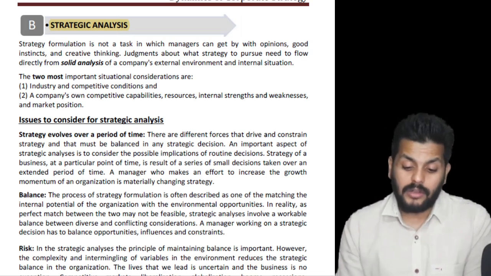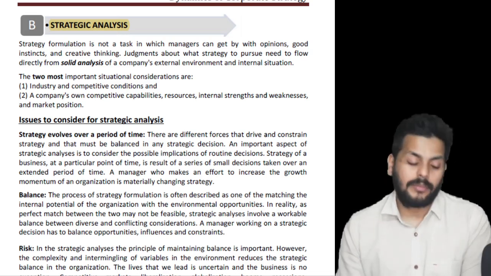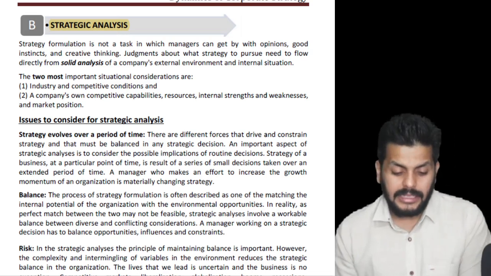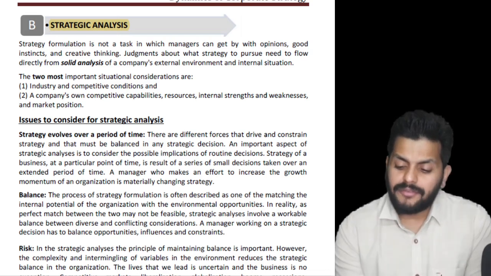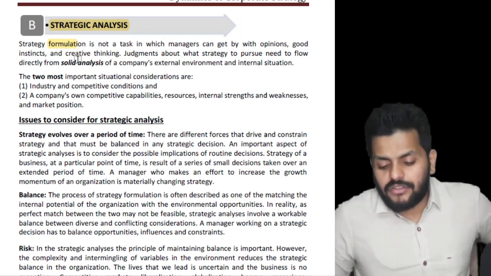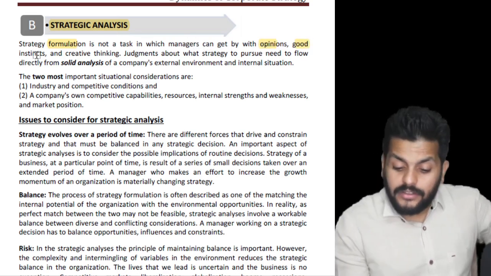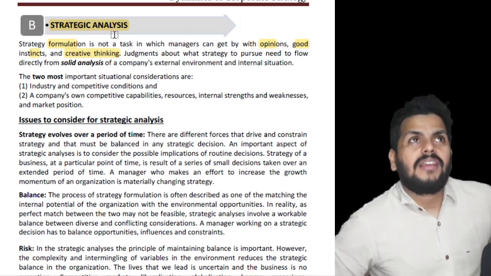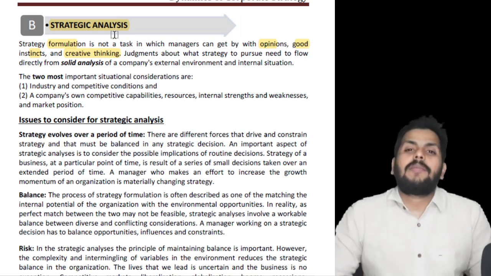And you might want to mark a couple of stars next to this question because it has been asked in the exam so many times. What are the issues to consider in strategic analysis? A fairly simple topic, only 3 points, before which we will just understand the intro here. Strategy formulation, that is whenever you want to formulate a strategy, it is not a task in which managers can get by with opinions, good instincts, and creative thinking. So normally if we have creative thinking or instinct, it is very useful. No? It is very useful to do things, not to formulate a strategy.